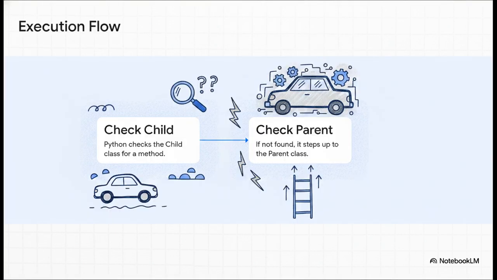So what's actually happening under the hood when you type myCar.drive()? Here's the exact execution flow Python uses to find the right code. Step 1. Python looks at the child class, the Car, and asks, is there a drive method defined right here? Step 2. If it's not found there, Python doesn't just panic and throw an error. Instead, it automatically steps up the ladder to the parent class, the Vehicle, and finds the method there. It's basically a highly efficient, logical search party that happens in a matter of milliseconds.